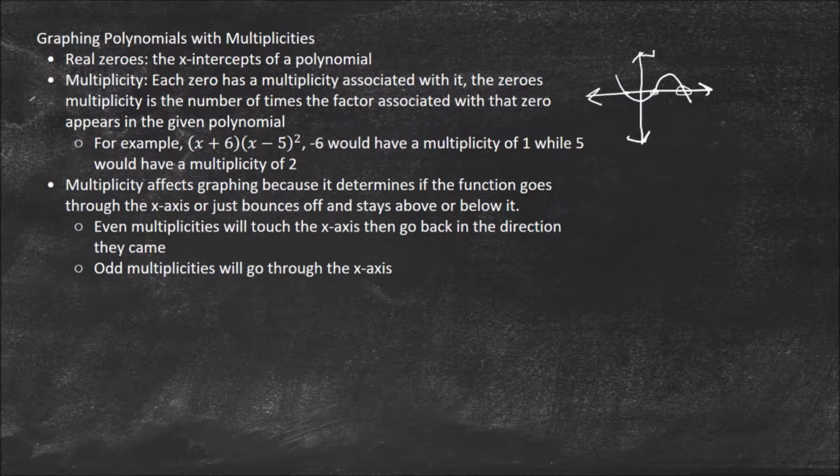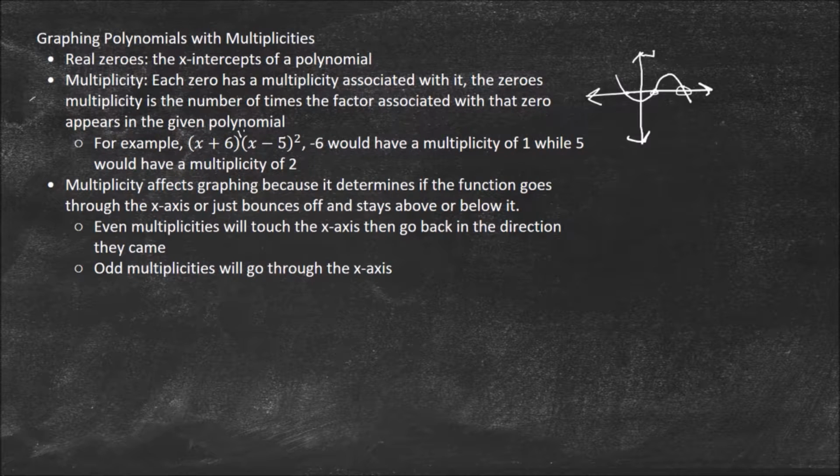So we have the polynomial x plus 6 times x minus 5 squared. If you think about it, our two zeros are found by setting each factor equal to 0. So x plus 6 equals 0 would be negative 6. And like we said, multiplicity is the number of times the factor with that zero appears. Well, I see it once because it's only x plus 6 to the first power. I could write a 1 right here. So negative 6 has a multiplicity of 1, and 5, which is the zero I get from x minus 5, that's squared, so it has a multiplicity of 2.